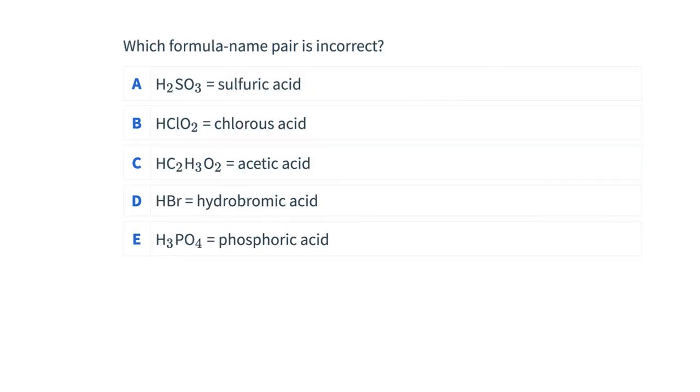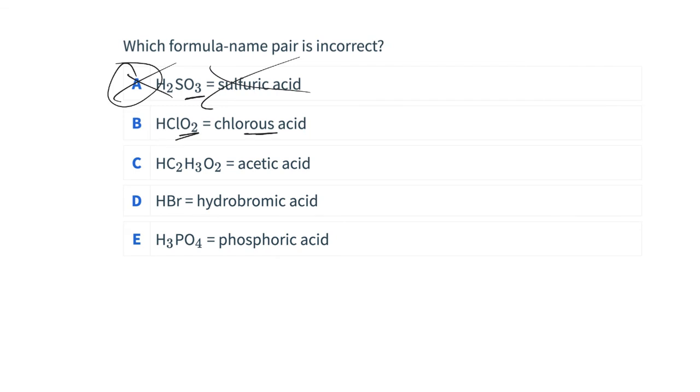Another name formula, we can do this one together. Right off the bat, it looks like the first one. That's sulfurous acid, not sulfuric acid, so that one's incorrect. Well, it's incorrect, so it's the right answer. That's a good reminder. Sometimes you look for the incorrect answer, you cross it out, and you think, okay, that's not the right answer. It is the right answer to the question because it was the incorrect one.